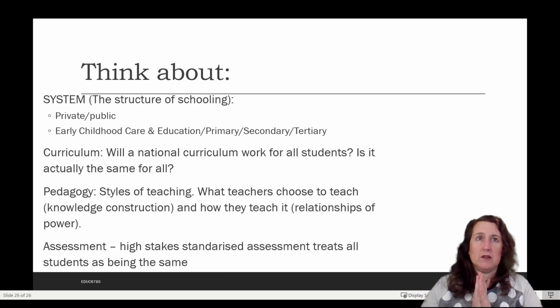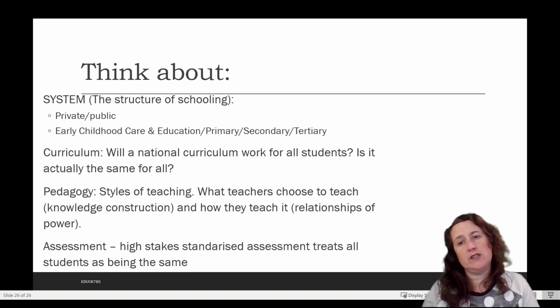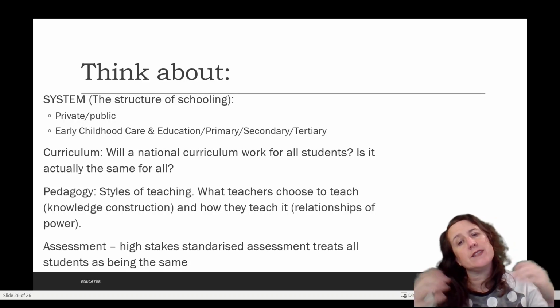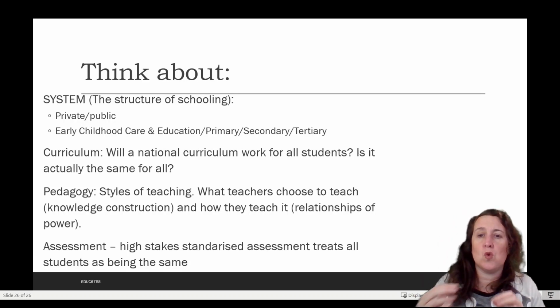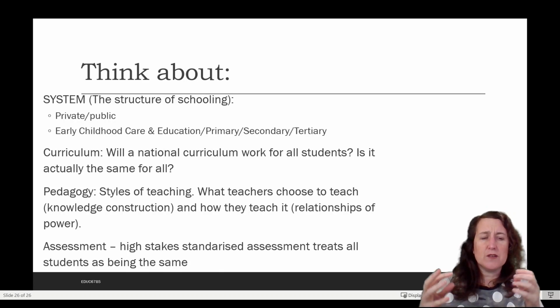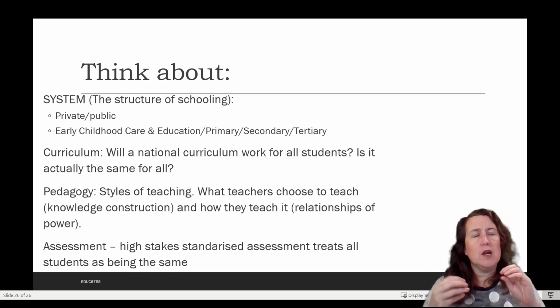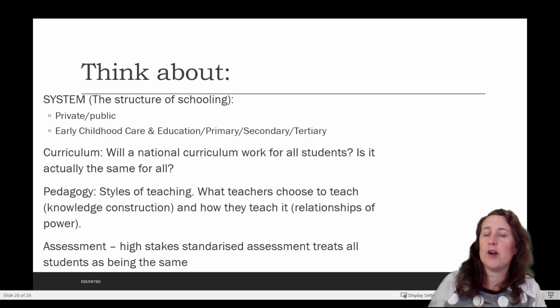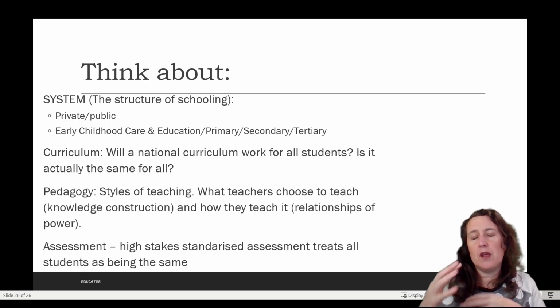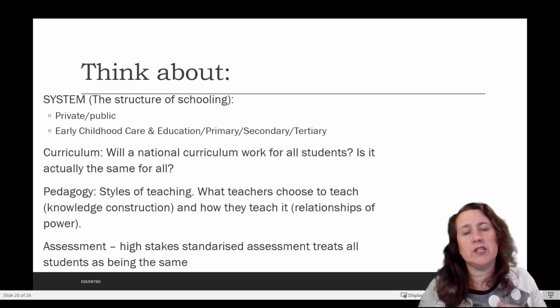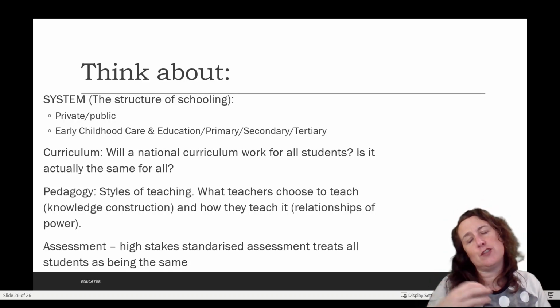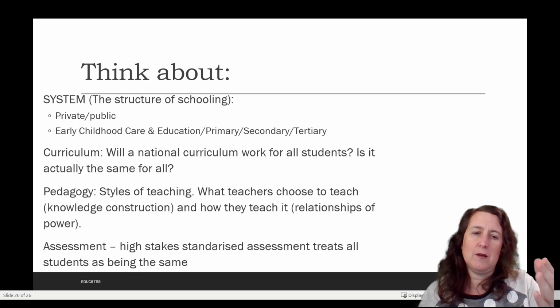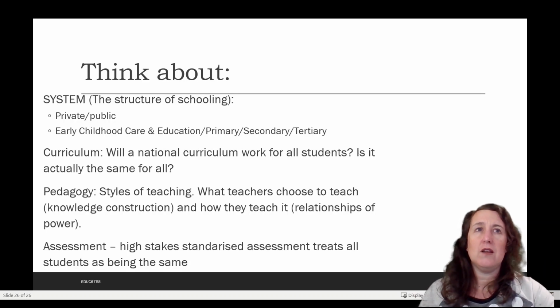And we can think about types of assessment that's used in school and the fact that the government likes high stakes standardised assessment that treats all students as being the same. So there's a few really pragmatic things we can look at that really come to the heart of teachers' work, and consider ways in which teachers can do their work that is transformative rather than socially reproductive. I'll leave that there.